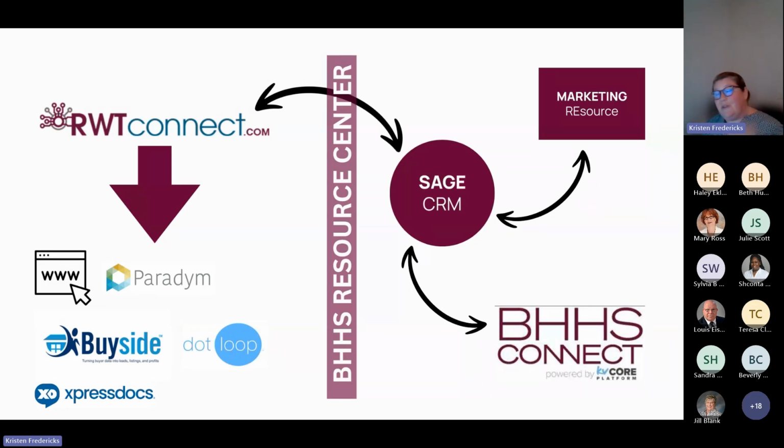So for those of you who are going to move on with BHHS Connect and that KB Core platform and make it your CRM, all of your contacts will be there. And if you decide that it's not right for you, but you've made some changes or some updates and things like that, just know that those changes and updates will also be available in Sage CRM if that's what you were using, or in RWT Connect in our local intranet CRM as well. So we wanted to make sure that this was just as easy for you as anything else.